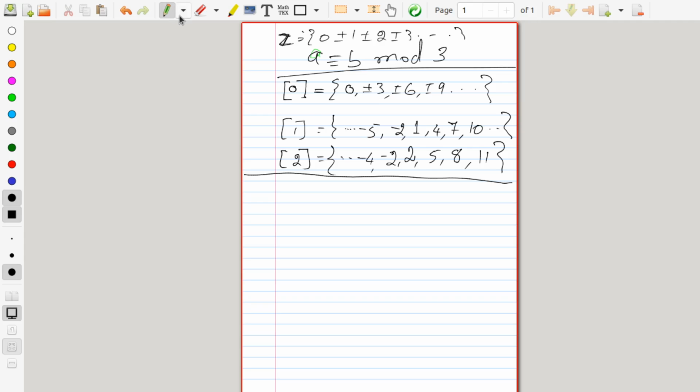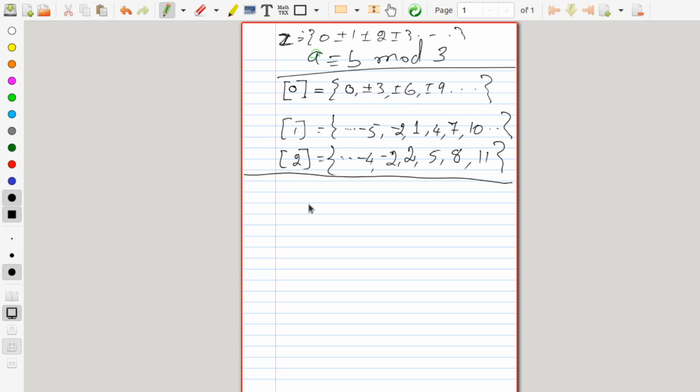So naturally here we have only 3 equivalence classes: the equivalence class of 0, 1 and 2, or the equivalence class of 3, 1 and 5. An equivalence class can be represented or written using any representative element. We can write the equivalence class of 0 as the equivalence class of 3, or of minus 3, or of 9, all are the same.